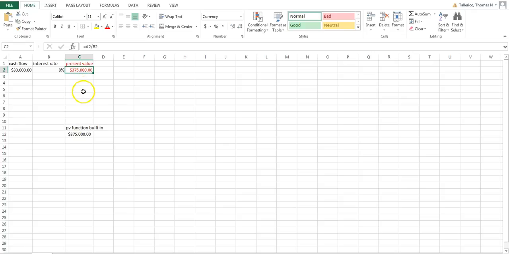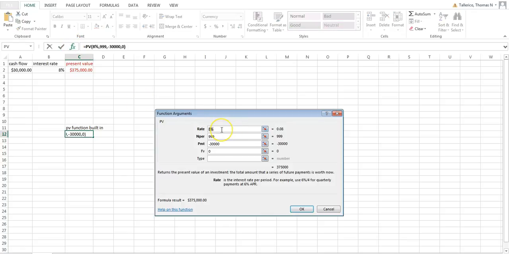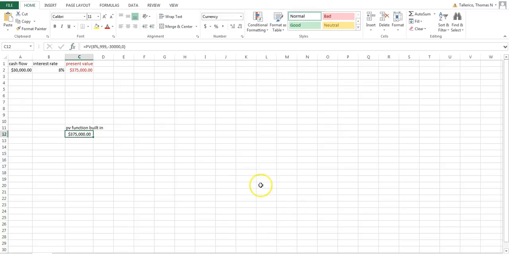If you want to use the built-in function, what I was able to do was trick Excel a little bit. If I click f of x, you'll notice I told it 8%, and here's the $30,000 payment. But what I was able to do was tell it it's 999 years, which is very close to forever, right? And you can clearly see it does come up with $375,000. So once again, you can use the present value function with a very large number to trick Excel into treating it as a perpetuity.